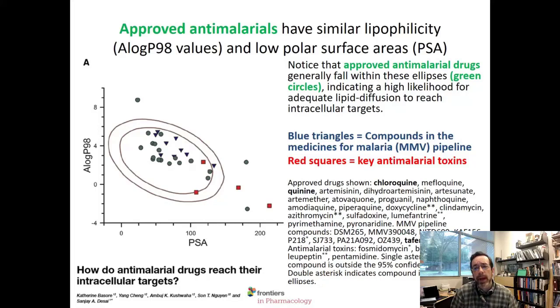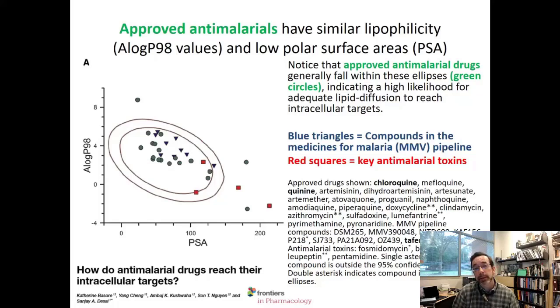I want you to be focusing, by the way, on the approved antimalarials, which are the green circles, and the blue triangles, which are compounds in the malaria pipeline. So they're probably going to be good drugs. And you notice that compounds in the pipeline tend to look like the approved drugs. They tend to be chemically similar, similarly lipophilic and non-polar.